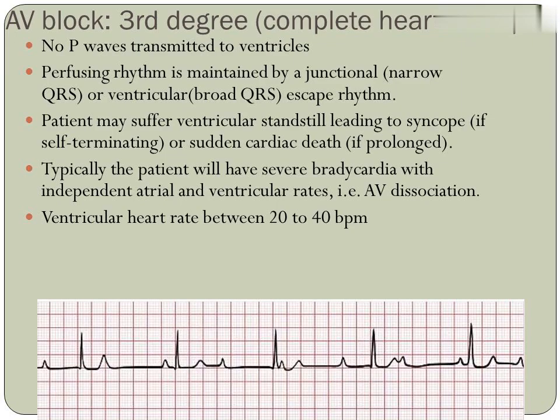AV block, 3rd degree, complete heart block. No P waves are transmitted to the ventricles. Perfusing rhythm is maintained by a junctional, narrow QRS, or ventricular, broad QRS, escape rhythm. Patient may suffer ventricular standstill leading to syncope, if self-terminating, or sudden cardiac death, if prolonged. Typically the patient will have severe bradycardia with independent atrial and ventricular rates, i.e. AV dissociation. Ventricular heart rate is between 20 and 40 bpm.